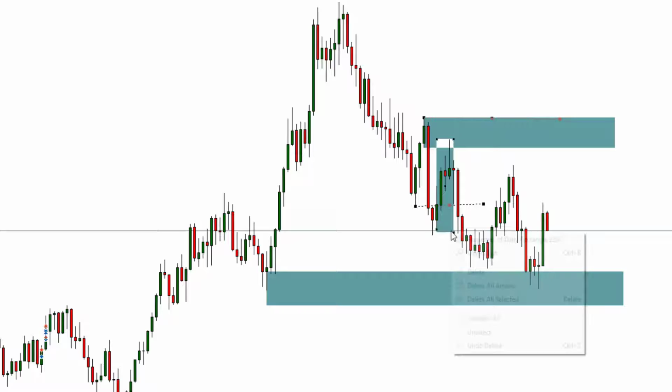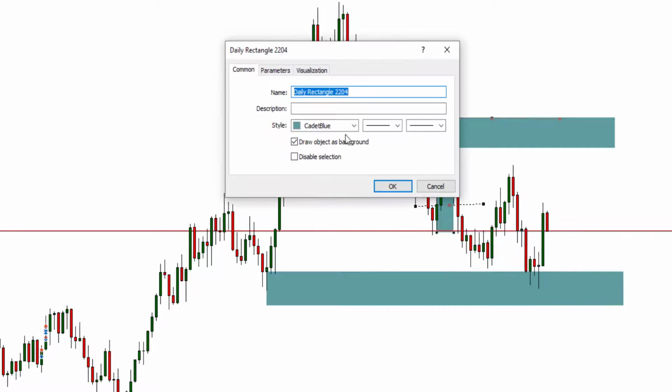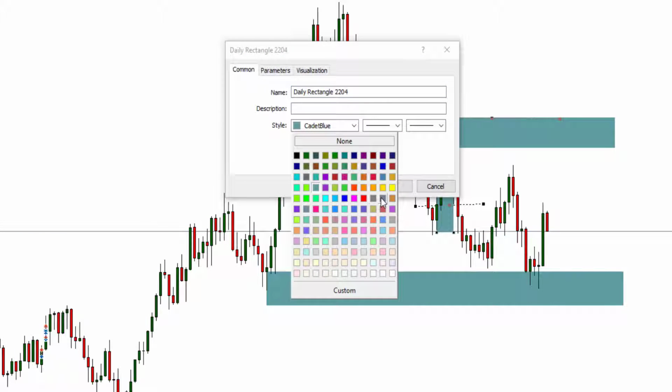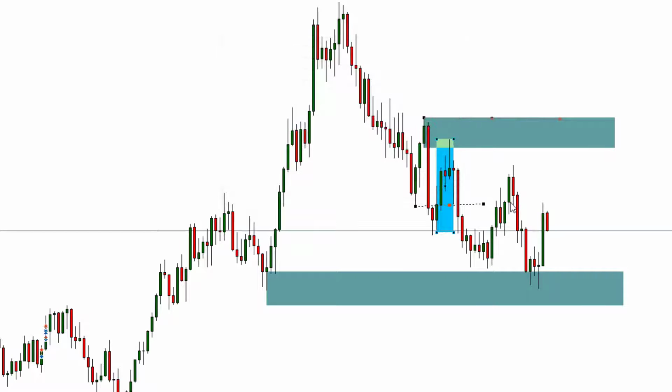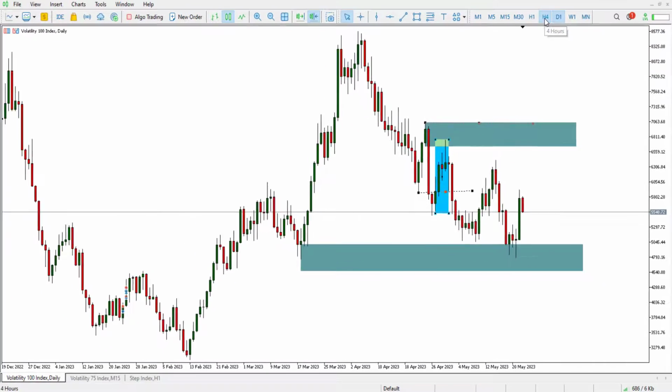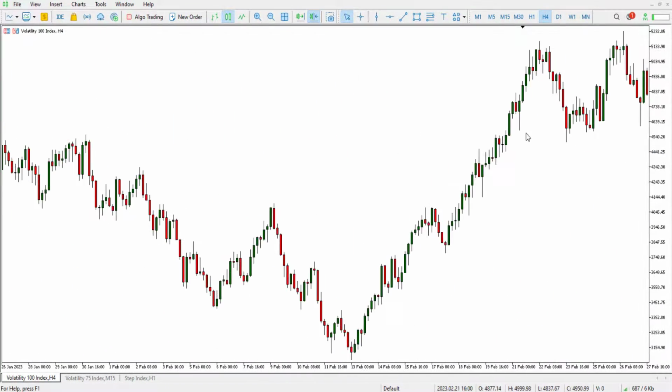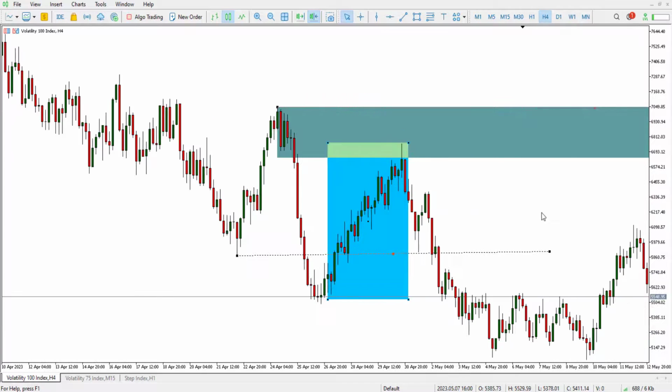Let me change the color so you can see it properly. This retracement is literally our focus. We are not going to focus on anything apart from this particular retracement. Okay, this retracement. Now we drop down to a time frame lower. Let's go to the 4-hour time frame and still see what that retracement looks like.